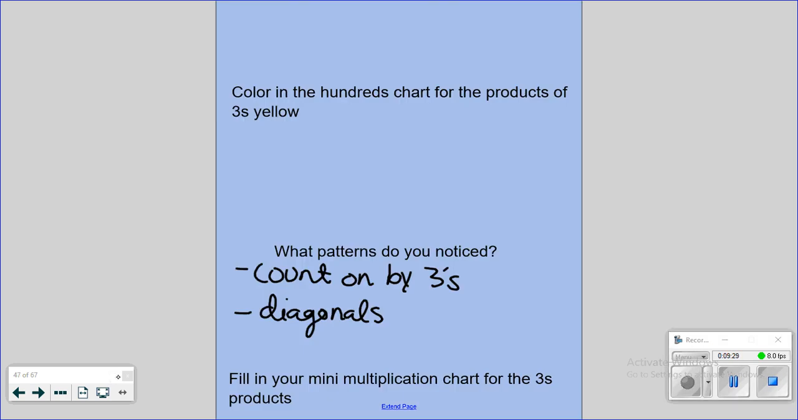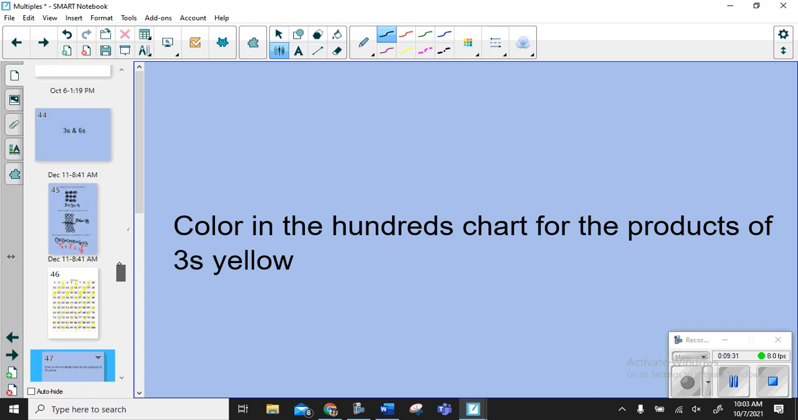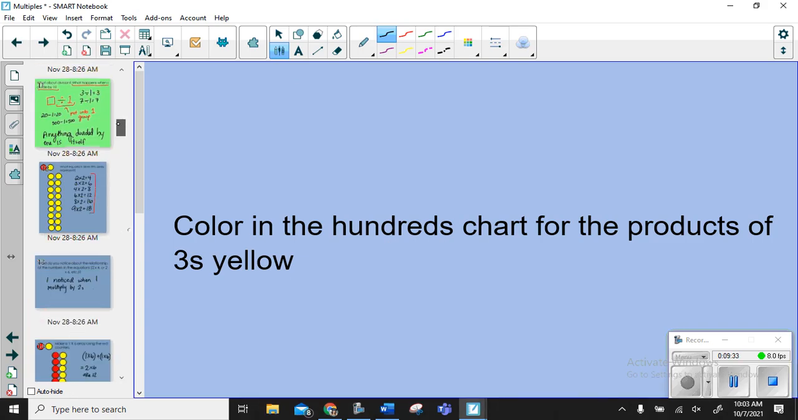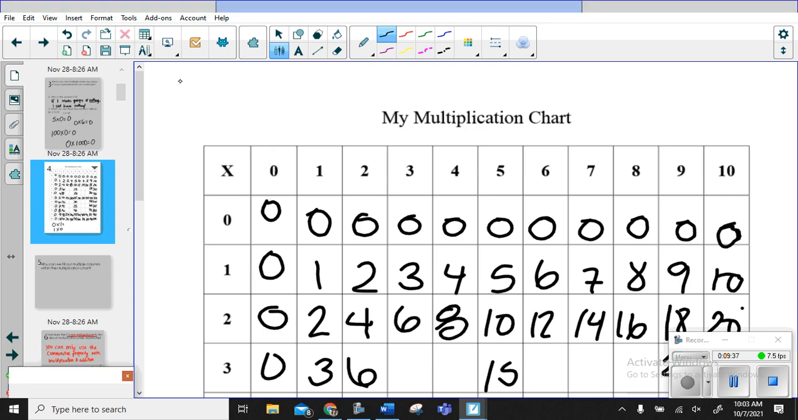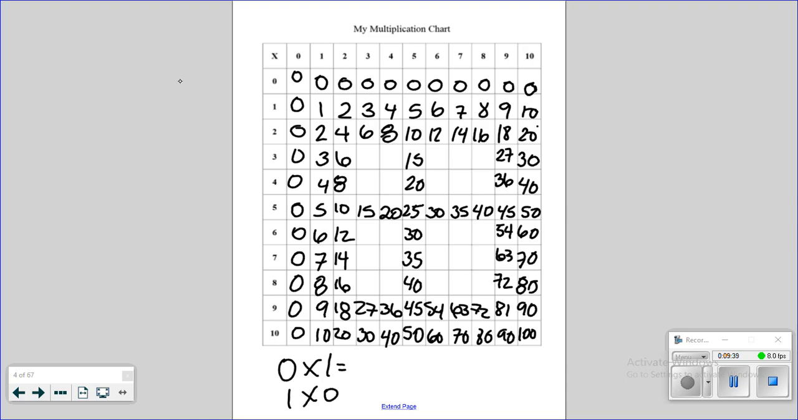Go back to that multiplication chart. See what we have left, because we've got a lot that we have learned so far. Can someone remind me, how do I read a multiplication chart? It just kind of looks like a bunch of numbers. How do I use it is more what I'm asking. Will, how do I use it?